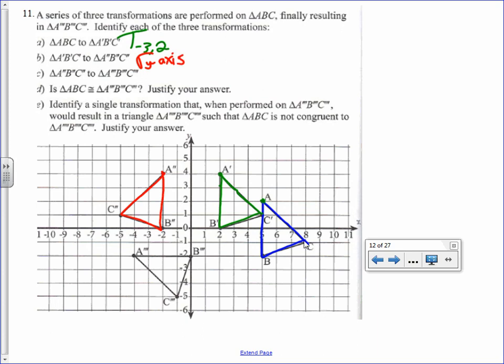I can't really do much for it. You have to be able to see that. The y-axis is a line of reflection for those.